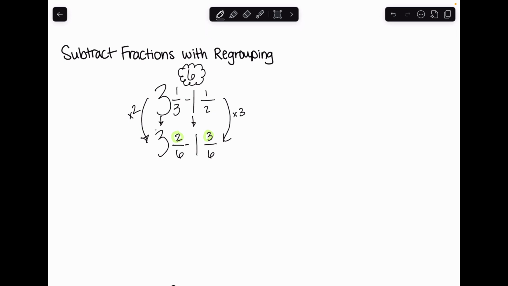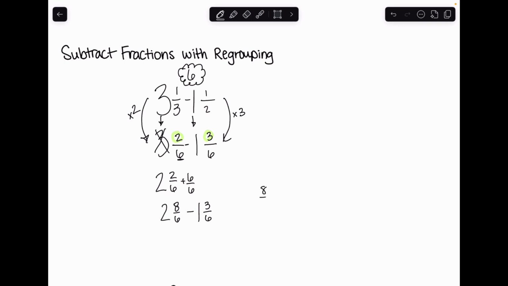I'm going to take my whole number, and I'm going to subtract one of my wholes. So I'm now left with 2. And whatever my denominator is, I'm going to add that to my numerator. So really what this looks like is I'm taking 2/6 and adding 6/6 to get 2 and 8/6. So now I've got 2 and 8/6 minus 1 and 3/6.